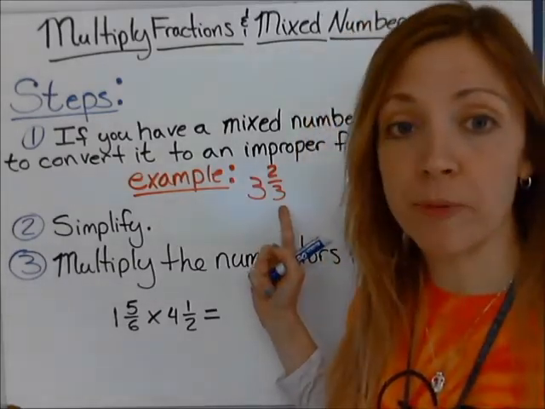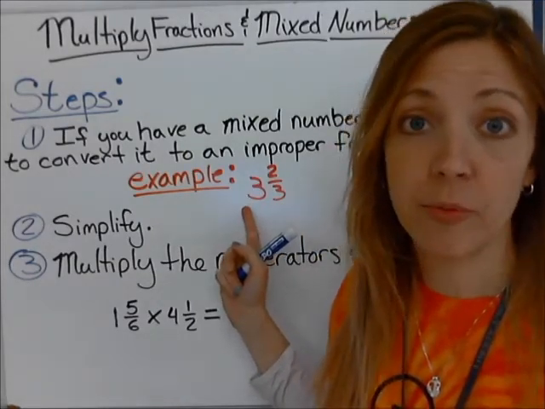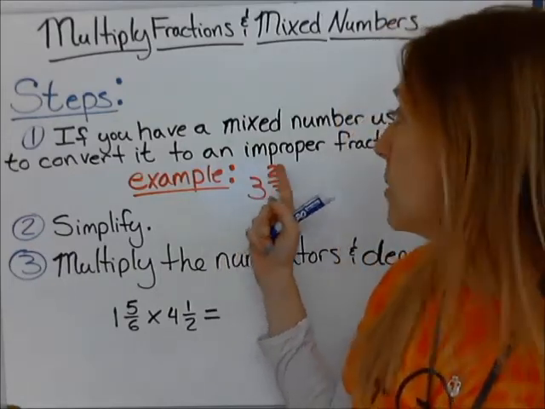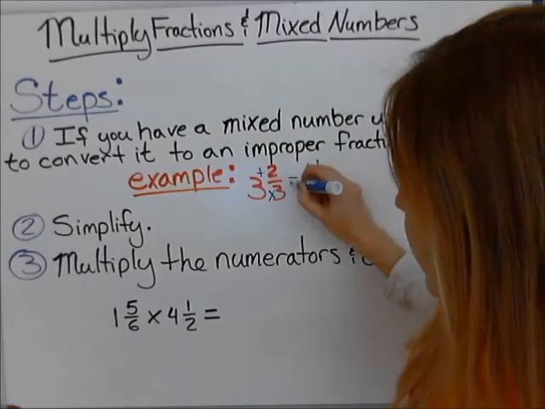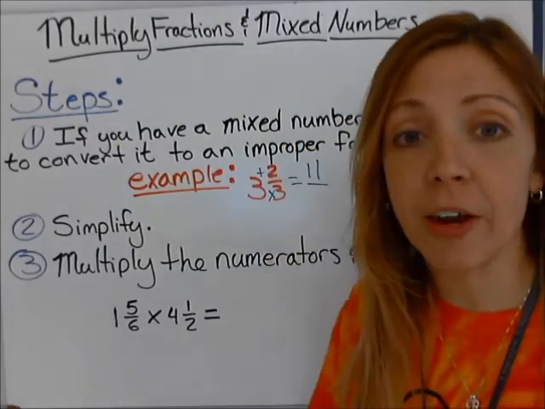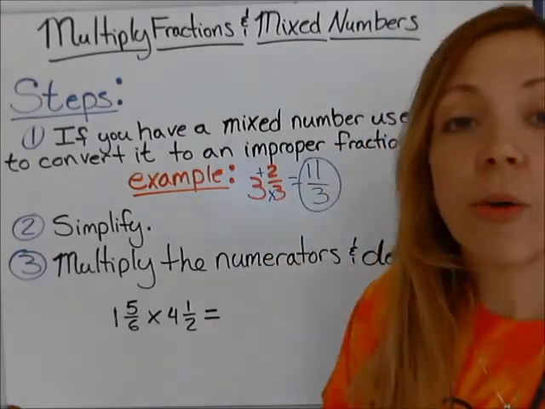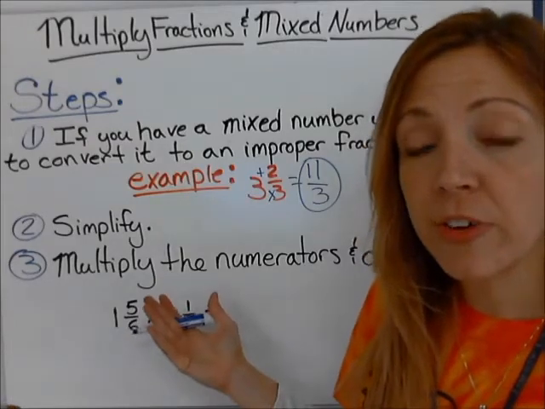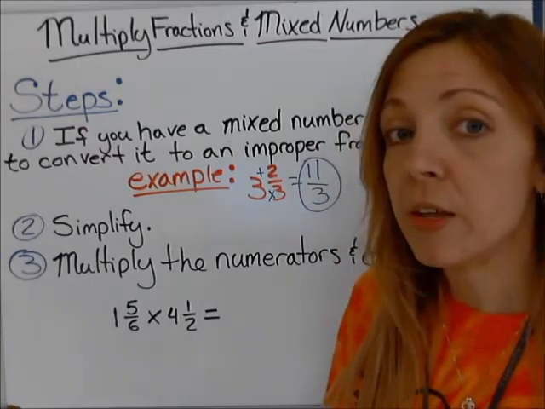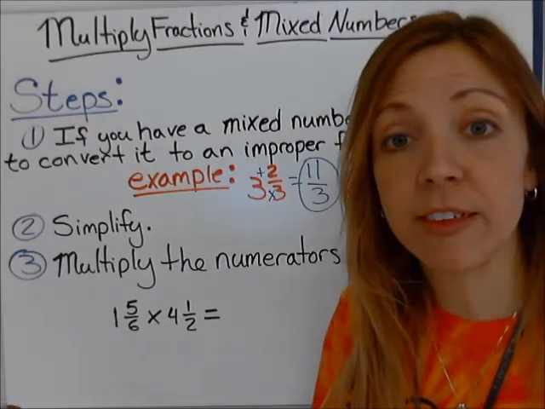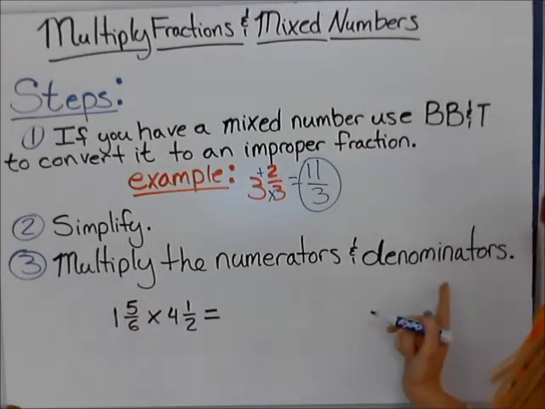So here's my bottom number, 3 is my denominator, times big, which is 3. 3 times 3 is 9, plus the top, it's 11. And then my denominator is a 3. It stays a 3. Okay? So I just turned 3 and 2/3 into 11/3 using BB&T. Bottom times big plus top. Number 2, simplify. I'll show you an example of that in just a minute. Number 3, multiply the numerators and denominators.